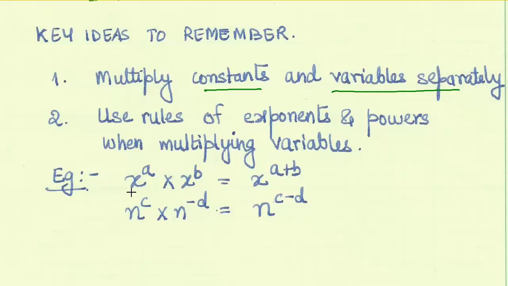If we have a variable x to the power a multiplied by x to the power b, the result would be x to the power a plus b. Similarly, we have another variable n, which is raised to an integer, let's say c, and n raised to the integer minus d. All you do is n to the power c minus d. So these are just two of the rules of exponents and powers that we learned earlier. But just to revise, these are the two key things to keep in mind when you are multiplying two monomials.